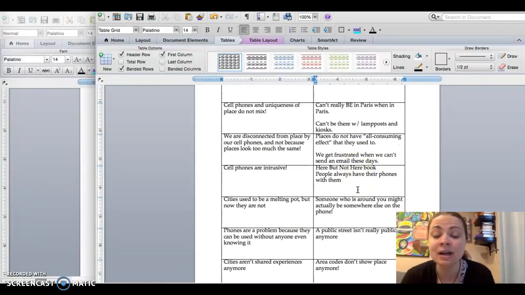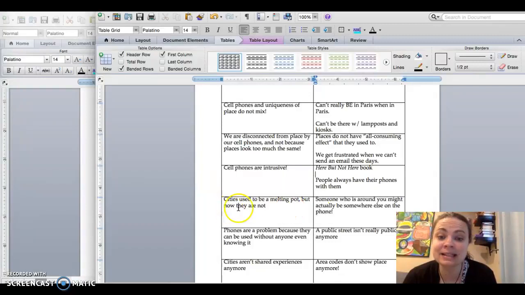As we continue, the main idea of the next paragraph is that cell phones are intrusive. And he gives an example of a book called Here But Not Here. And since this is a book title, I want to make sure that I put it in italics, okay? Here But Not Here. And another example he uses is that people always have their phones with them, okay? His next point is that cities used to be a melting pot, but now they're not. And then you have the detail for that.